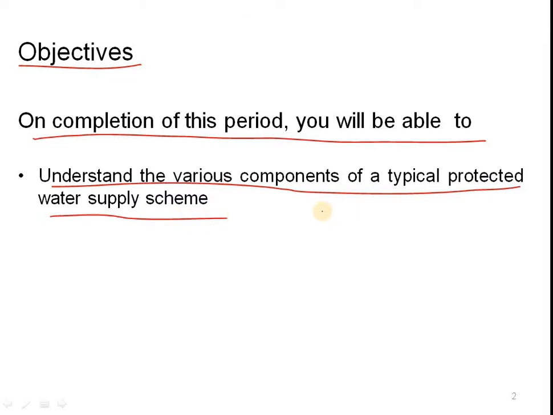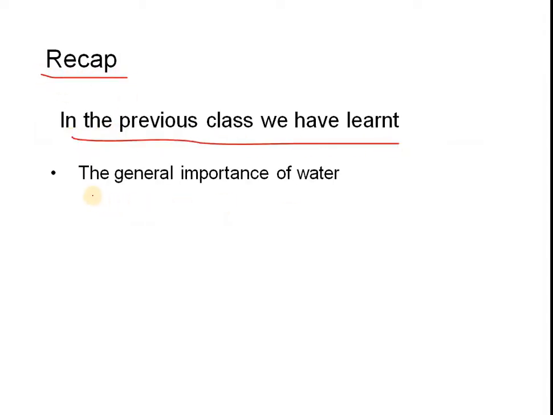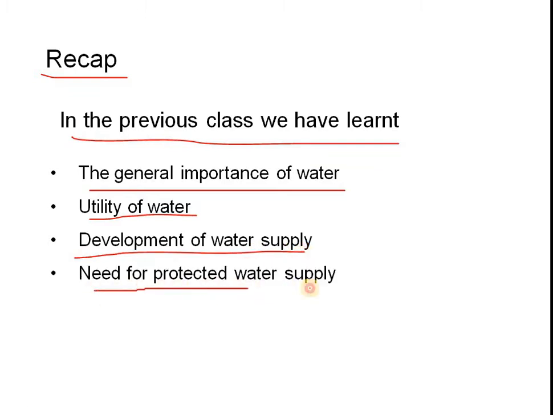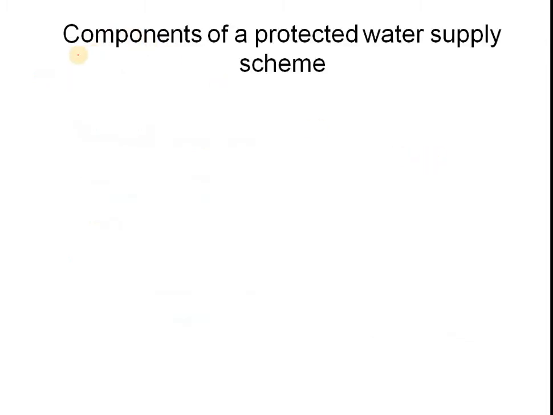In the previous class, we discussed the introduction, objectives and need for the water supply scheme. To recap, we learned the general importance and utility of water, development of water supply, need for protected water supply, and objectives of a protected water supply scheme. Today we are going to see the components of a protected water supply scheme.